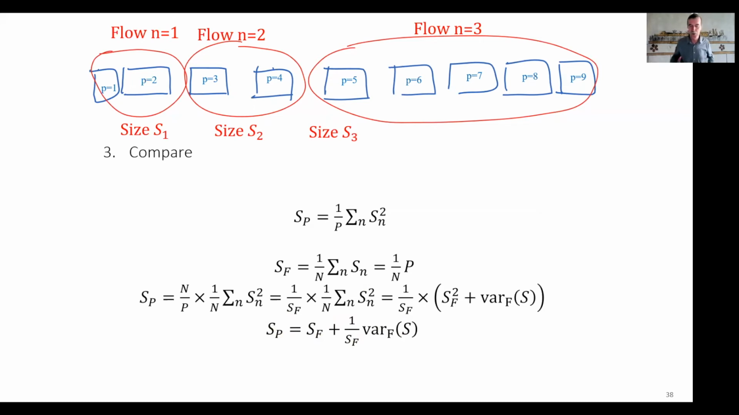There are more packets in large flows. Therefore, the average, when you ask packets, tends to give more importance to the large flows. This quantifies exactly this thing here.